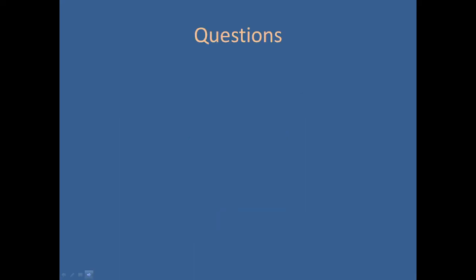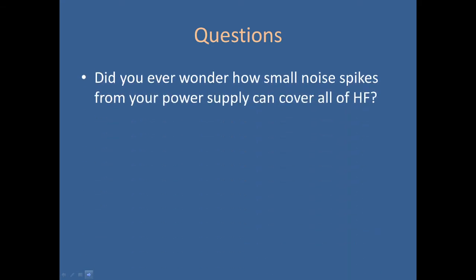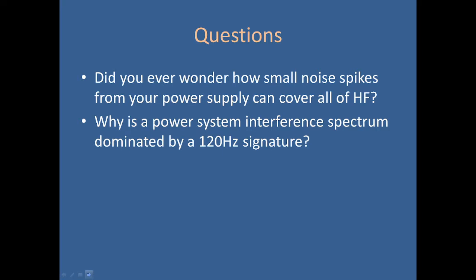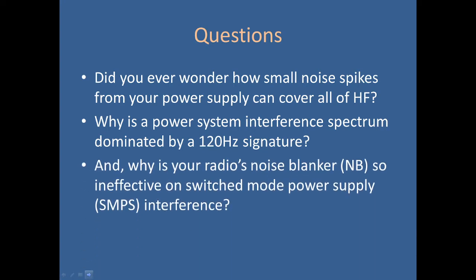So three questions we're going to set out to answer today. Question one, did you ever wonder how small noise spikes from your power supply can cover all of HF? Question two, why is a power system interference spectrum dominated by a 120 hertz signature? Where does that come from? I think most of you already know the answer to that one, but we'll go through it anyway. And finally, why is your radio's noise blanker so completely ineffective on switched mode power supply interference? It might work well on ignition noise and plain power line noise, but it just doesn't do much for switched mode power supply RFI. So let's answer these three questions.